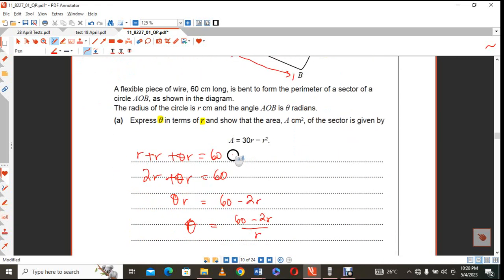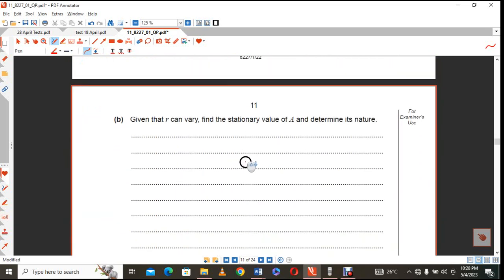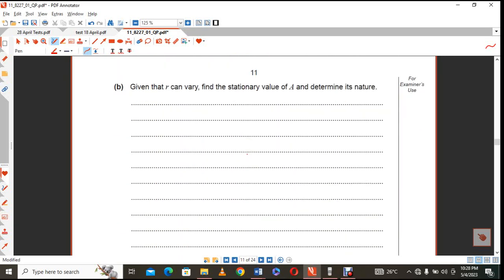Okay, right, so now that brings me to the second part, and here is where you need a little bit of knowledge, because it involves anything that says that r can vary and you need to find the stationary value of something. You need to derive. So we work here with differentiation. Question: if r can vary, find the stationary value. The stationary value means we take the derivative of the area with respect to the radius, and we let that equal 0. We also know that the area is equal to 30r minus r squared.